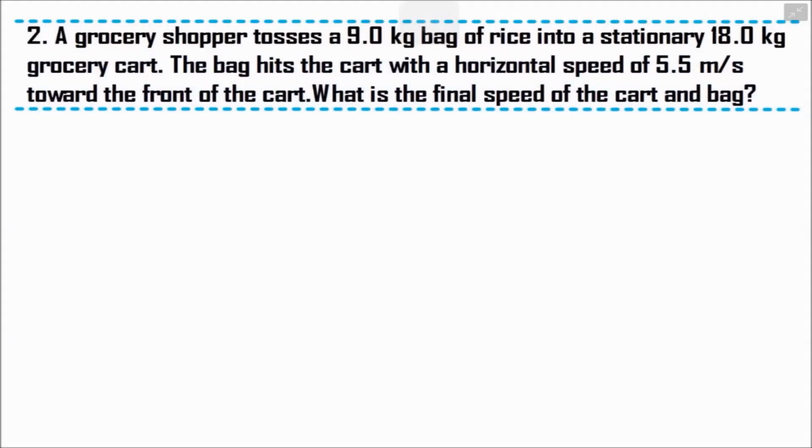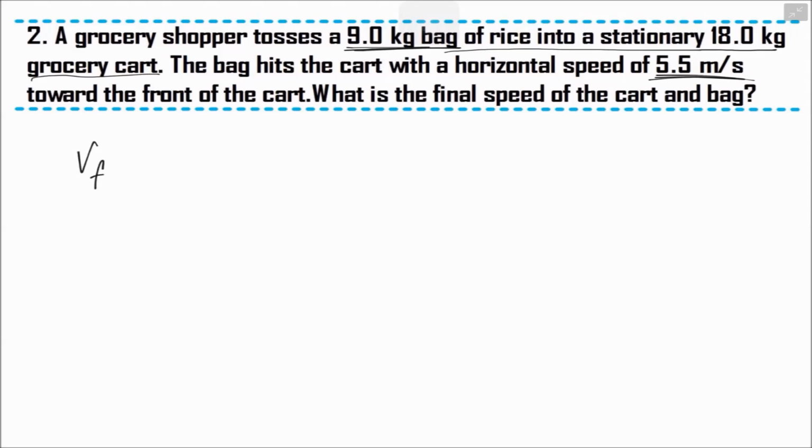Hello, welcome everyone. In this question it says a grocery shopper tosses a 9 kilogram bag of rice into a stationary 18 kilogram grocery cart. The bag hits the cart with a horizontal speed of 5.5 meter per second toward the front of the cart. What is the final speed of the cart and bag? That means the cart and bag are moving together.